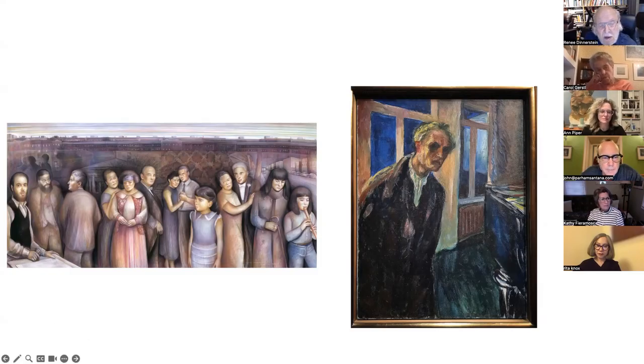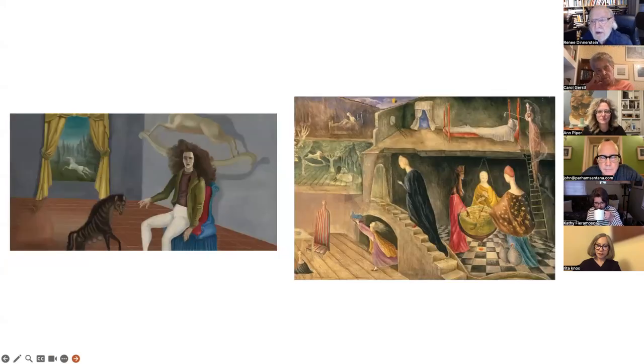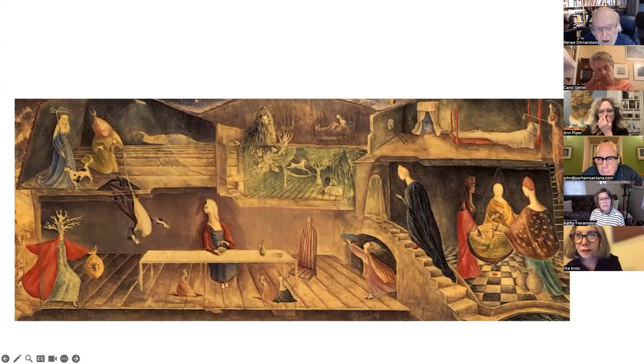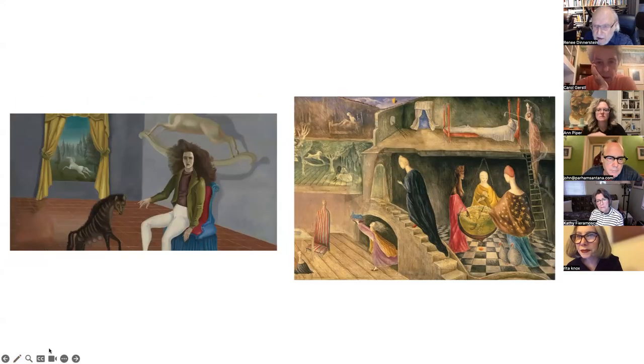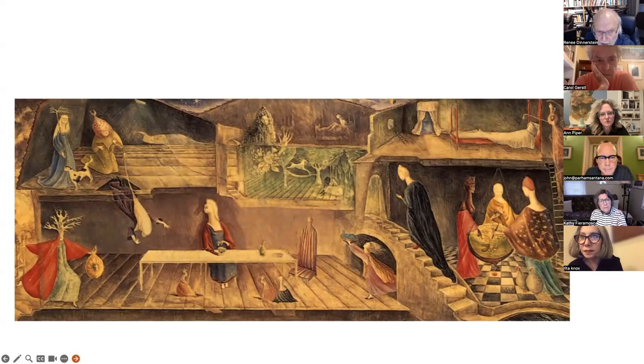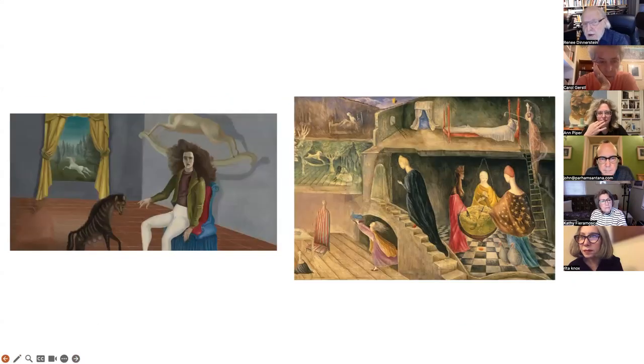Okay, so the next one I have is Philippa, and Philippa sent these two, and then she added the one which is the full painting of the previous one. So it's the one on the right. The full image is this one. And this is what she's going to be speaking about, these two. Philippa.